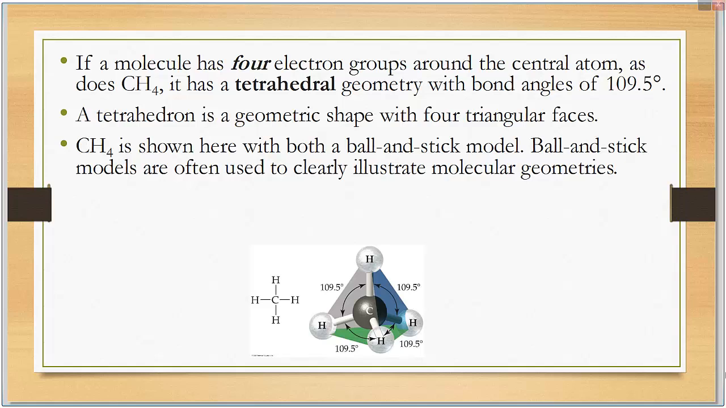If a molecule has 4 electron groups coming off the central atom, such as CH4 here, it's a tetrahedral geometry. Tetra, 4. That should help you. If we took a sphere and looked at all the possible angles, 109.5 would be the most spread out all 4 of these could be. A tetrahedron is a geometric shape with 4 triangular faces. So we have a triangle here, one here, one at the bottom, and then one behind.